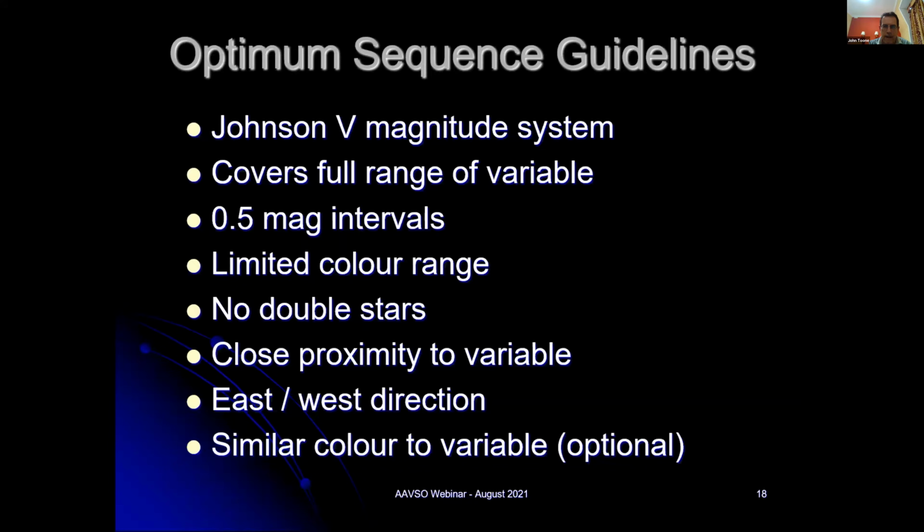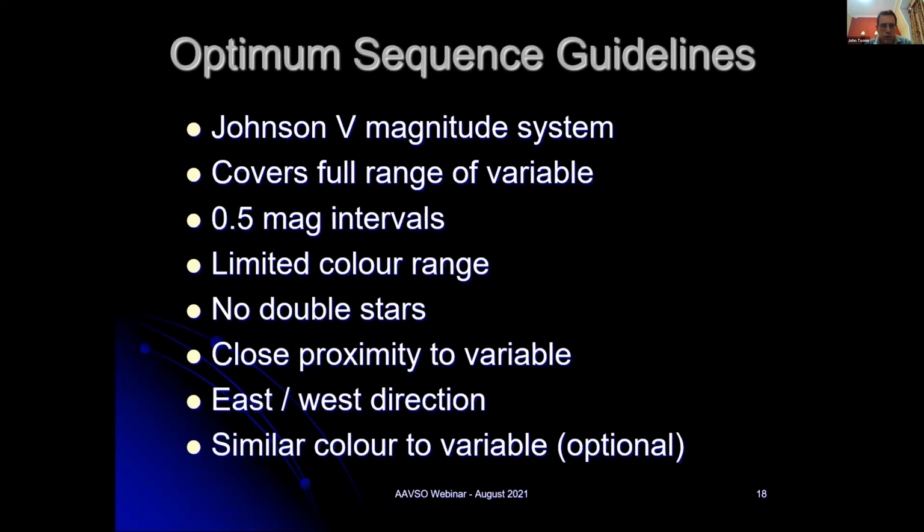So there are sequence guidelines. They've been standardized across the world now. I was involved in that work in the early part of this century, and it's roughly listed as follows. So we're using now accurate measurements on the Johnson V magnitude scale. The comparison stars must cover the full range of the variable.